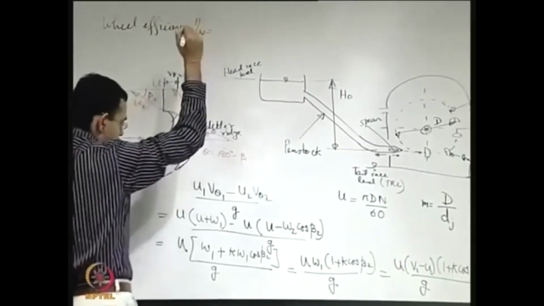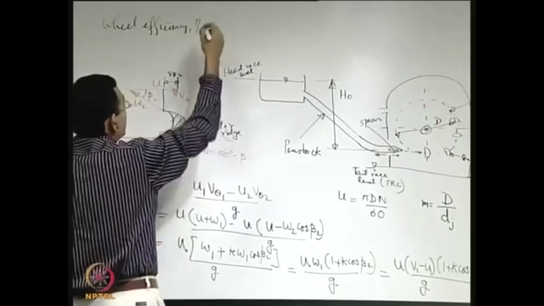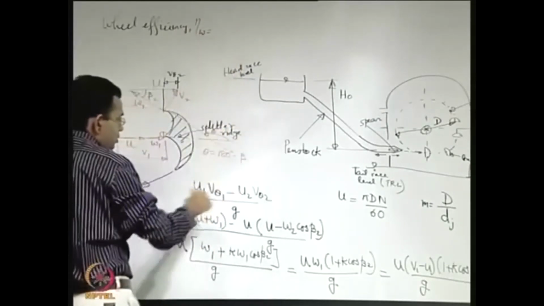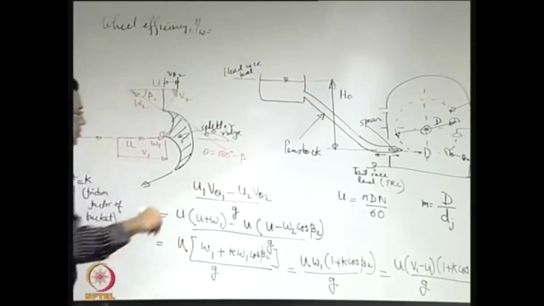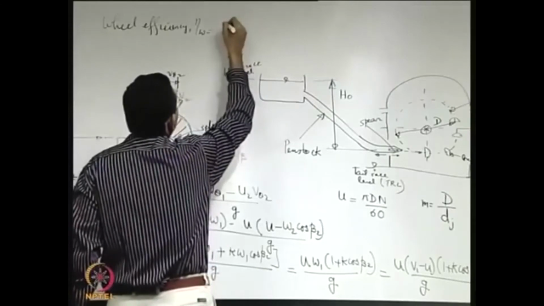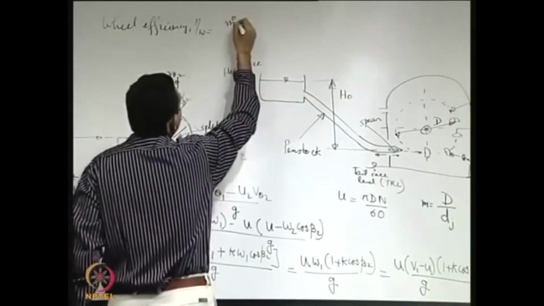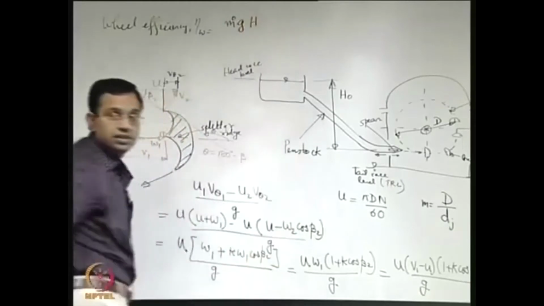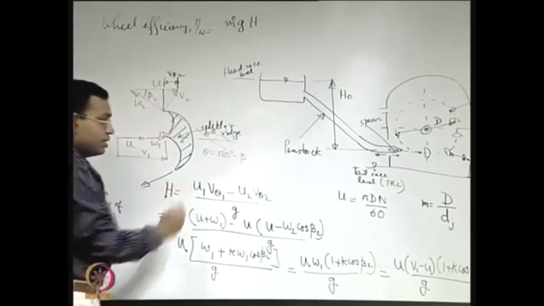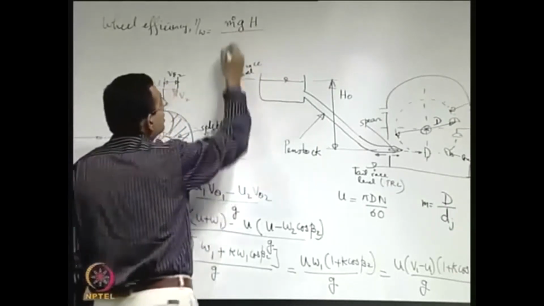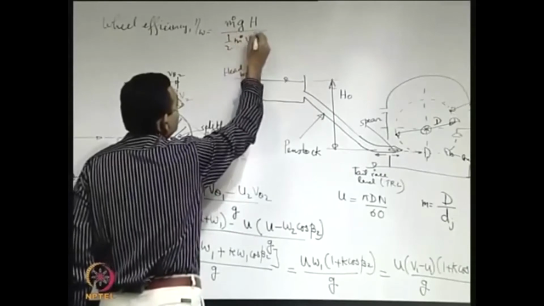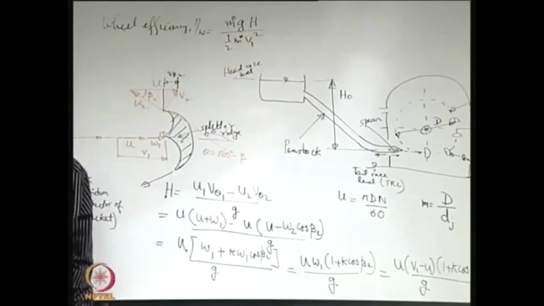It is defined as this: whatever is the power output because of that. m dot into g into H, if this is H, that is the power output. The power input is nothing but half m dot V1 square, that is the kinetic energy input, where m dot is rho into Q.